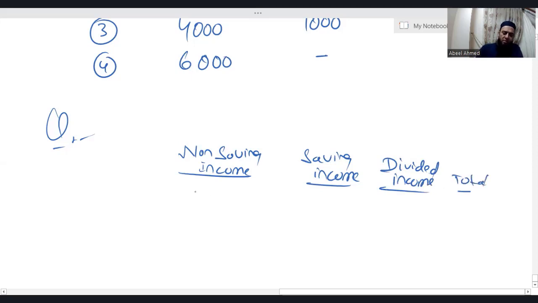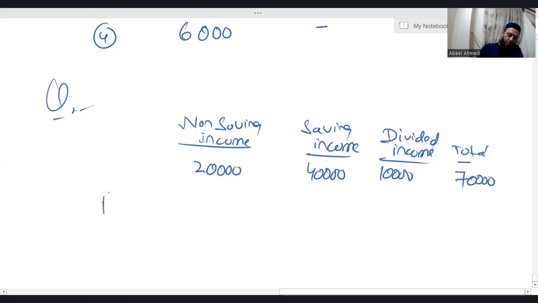Assuming the employment income is 20,000, I'm just assuming it is 20,000. Saving income, I'm assuming it is 40,000. Dividend income is 10,000. So the total is 70,000. Let us deduct the personal allowance, obviously from the non-saving income, 12,570.